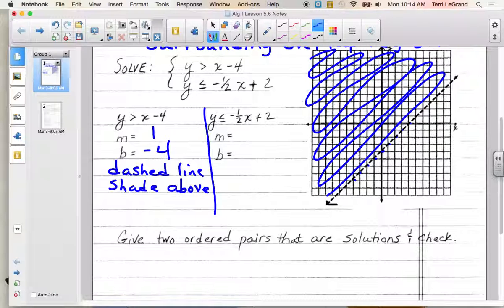Okay, now let's get ready to graph the other one. It's in what form already? Slope-intercept form. So what is the slope? -1/2. And the y-intercept is 2.